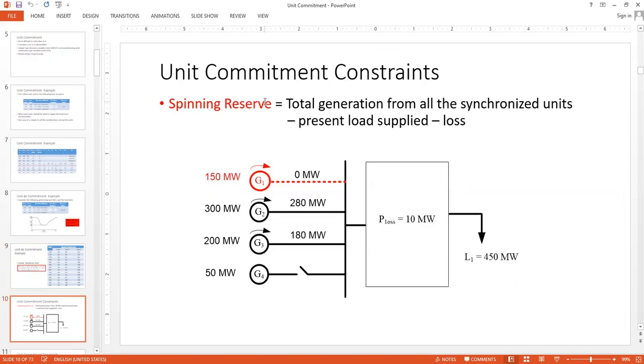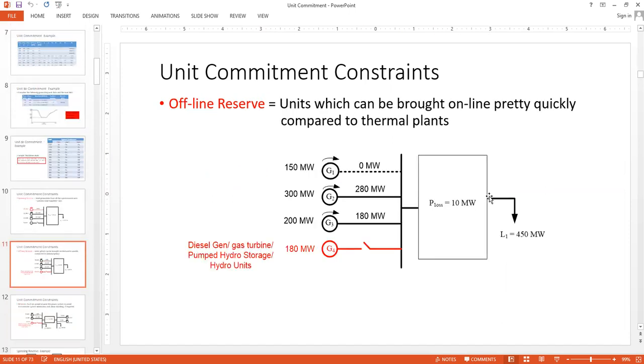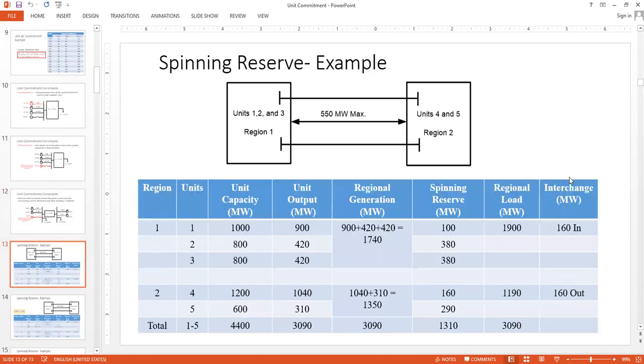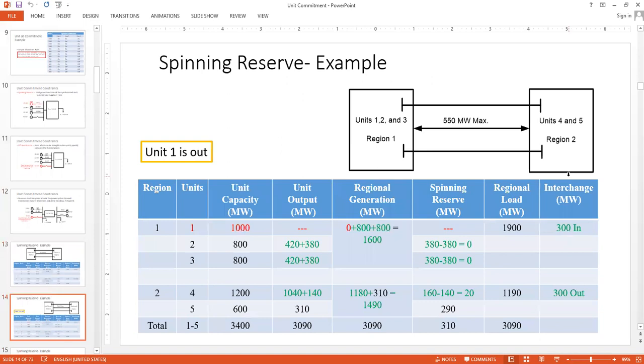Then we talked about some constraints associated with the unit commitment problem, like the spinning reserve issue, and then the offline reserve. We talked about a reliability issue, that the reserves, offline or spinning, should be distributed throughout the system if it is an interconnected system, as is the case in most practical scenarios. Then we solved an example for the spinning reserve problem.